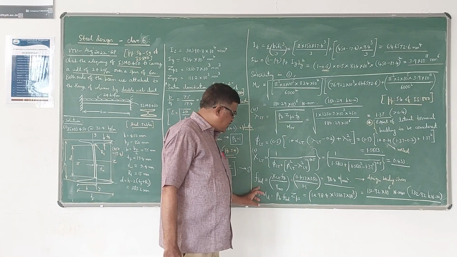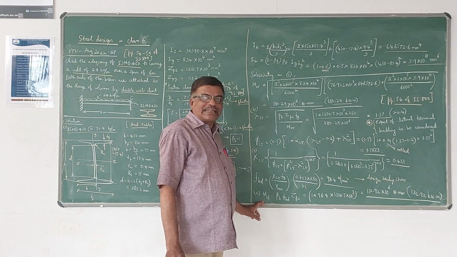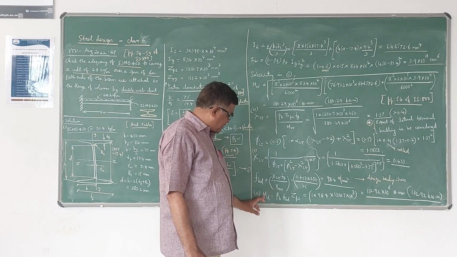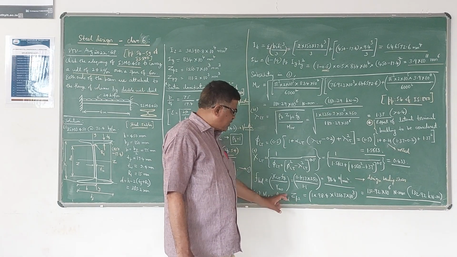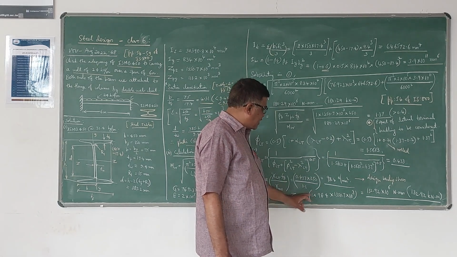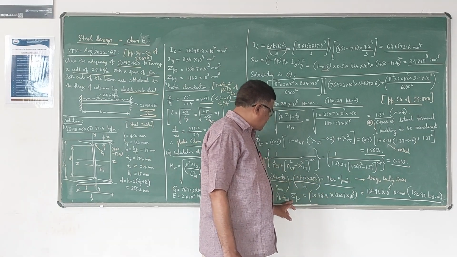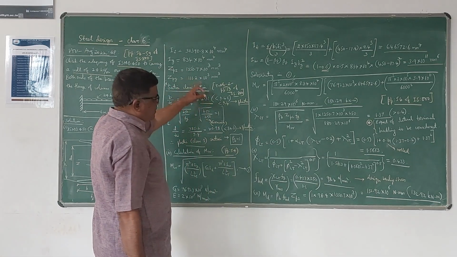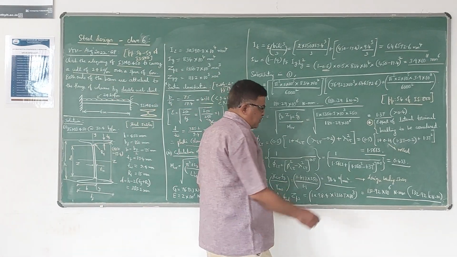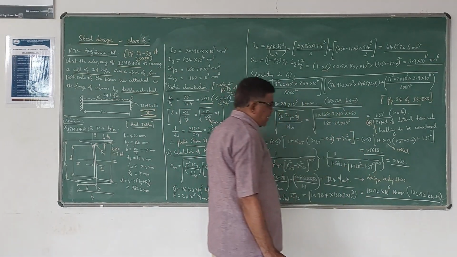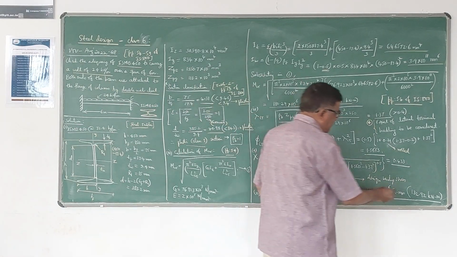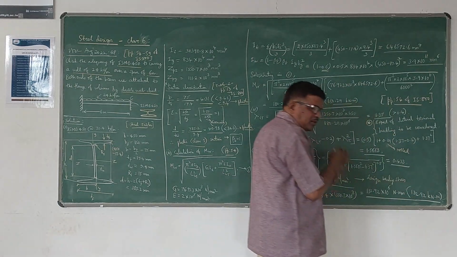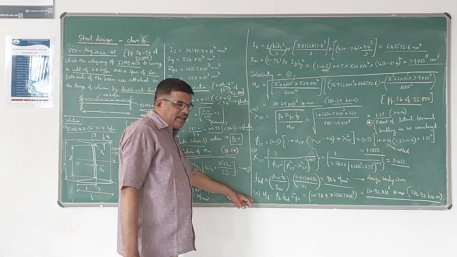From the design bending stress, we can compute the design bending strength. Design bending strength MD is beta b into FBD into Zpz. Beta b is 1, FBD is 98.4, Zpz is 1350.7 into 10 power 3. If you simplify, you get 132.92 into 10 power 6 Newton millimeter, or 132.92 kilonewton meter. So this is the design bending strength.